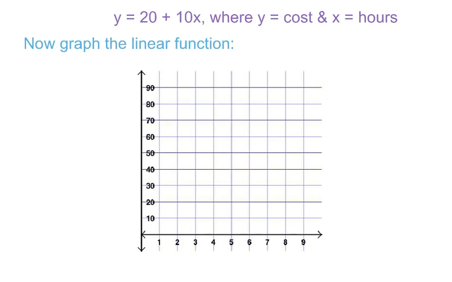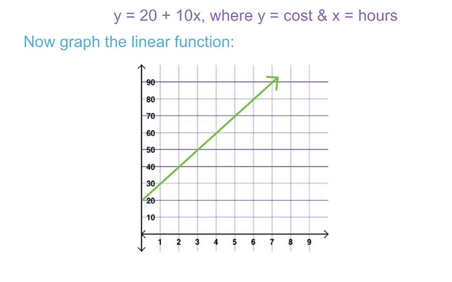So if we're going to graph this, we're first going to put a point here at 0, 20, because that's the y-intercept. And then we're going to go up 10 every hour. And so our graph would look something like this. And me being the awesome video guy that I am, I went ahead and made it a nice, clean, straight line for you.